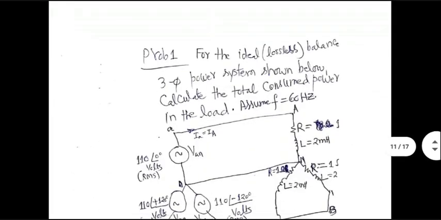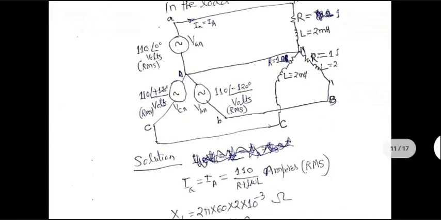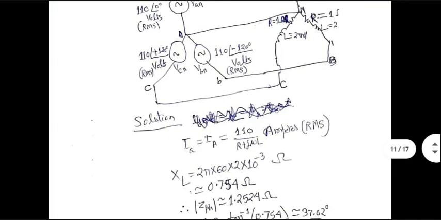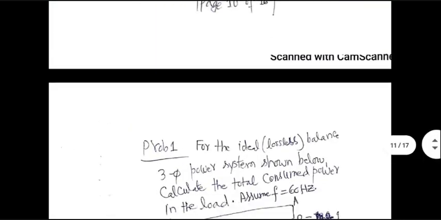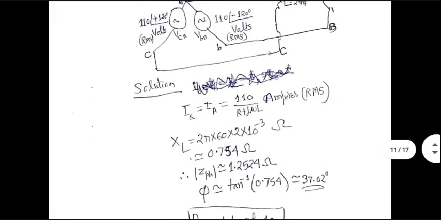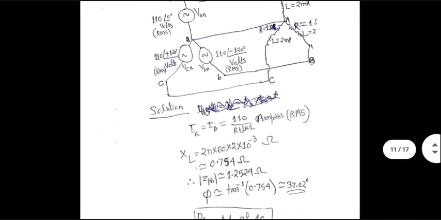Phase A will have a current which will be VAN divided by ZPH. And ZPH has to be calculated: 1 ohm plus j omega into 2 millihenry. XL is 2 pi F L, or omega L. So I have done the calculation: 2 pi into 60. Frequency is given as 60 hertz. Yes, 2 pi into F into L. L is 2 into 10 to the power minus 3 henry. So I get XL equal to 0.754 ohm approximately.